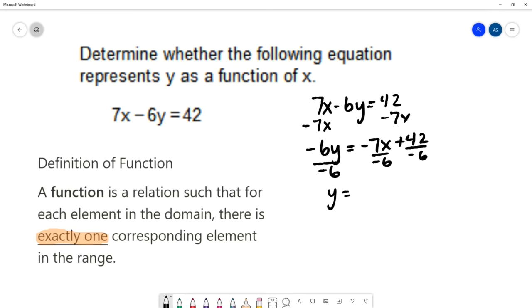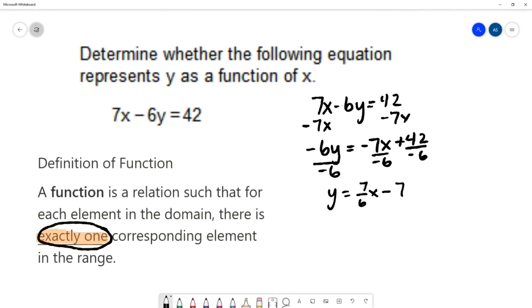That gives y by itself on the left, equals 7/6x minus 7. So now that I've written this as y equals, I can think more about this definition. I want to think, how many y values will I get? Exactly one y value for every x? Will I get more than one y value, or any y value at all?